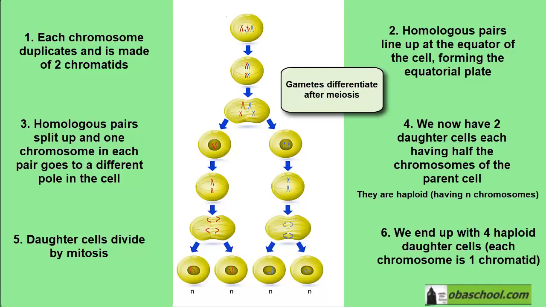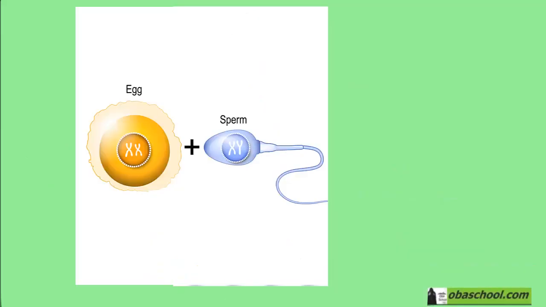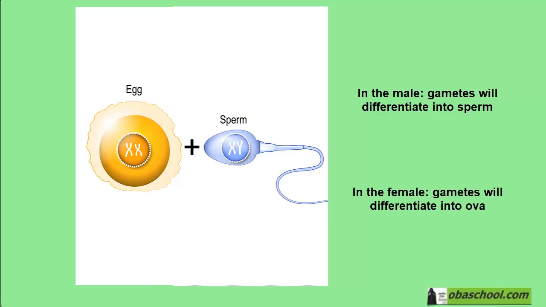So this depends on where this is happening. If this is happening in the male body, in the testis, then these gametes will differentiate into sperm. If this is happening in the female body, in the ovaries, then these gametes will differentiate into ova.